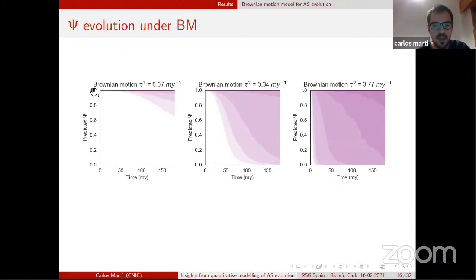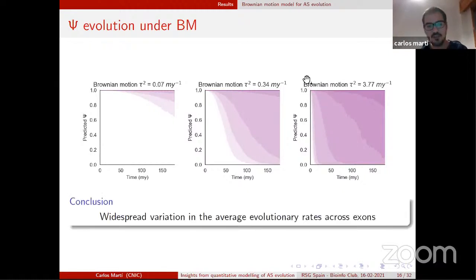To better exemplify what these values actually mean, I made some simulations for an exon starting with an inclusion rate of about 1 and letting it evolve over some time. So for those exons that are evolving relatively slowly, that are contained in our data set, we would expect something like this, in which the inclusion rate would barely change in hundreds of millions of years. However, most of the exons more or less resemble this situation in which after 25, 40 million years, we start to see that they are very different. While there are some exons that are evolving much faster, and in a very short period of time, they will resemble very little the ancestral value.